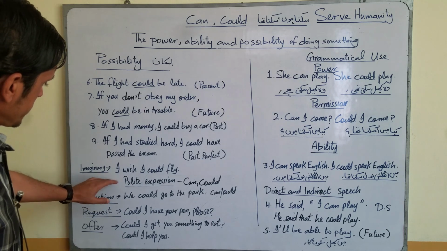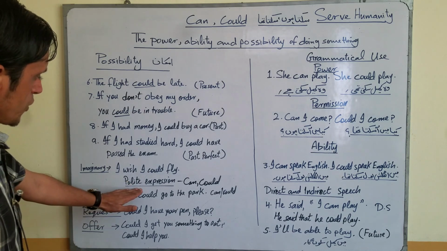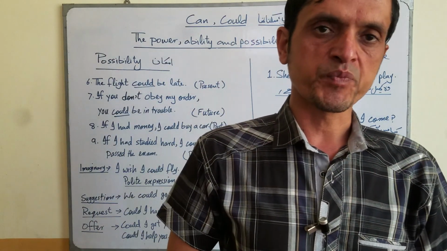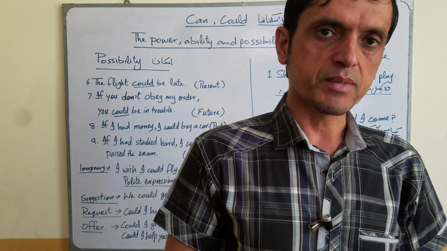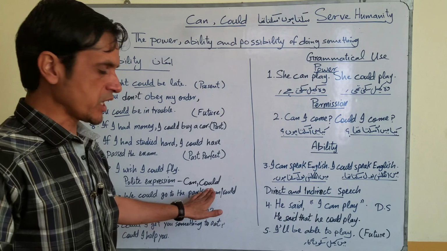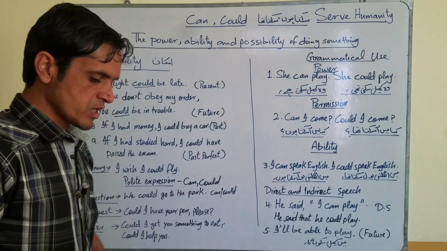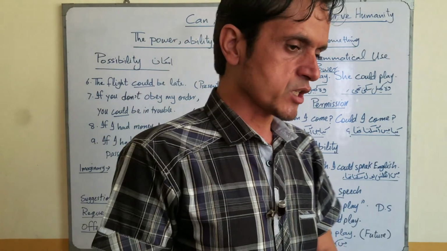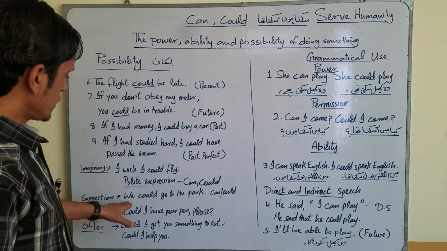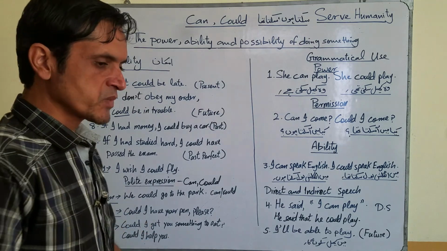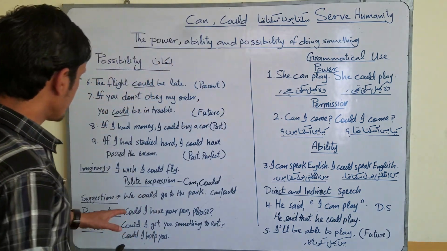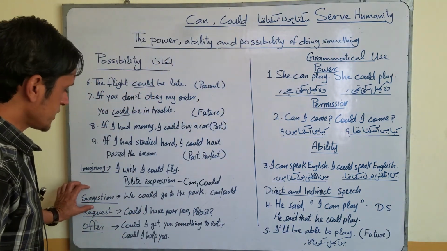And moreover, if you look at these sentences, we have some polite expressions. We can use both of them, can and could, but can is less formal than could, or you can say could is more formal than can. For example, if you are talking to your friends and you say we could go to the park, now this is a little bit formal. If you say we could go to the park, it shows suggestion.